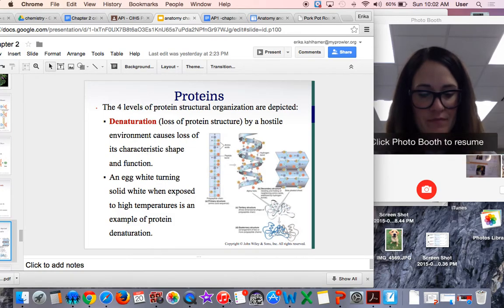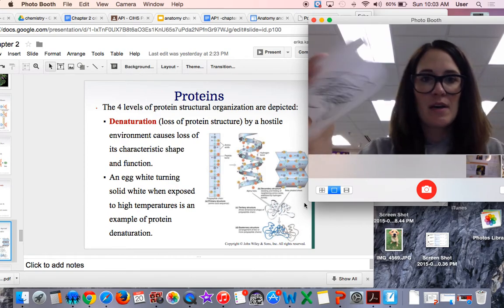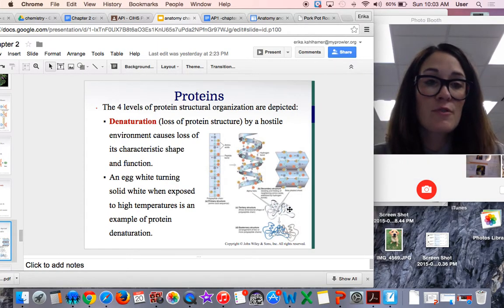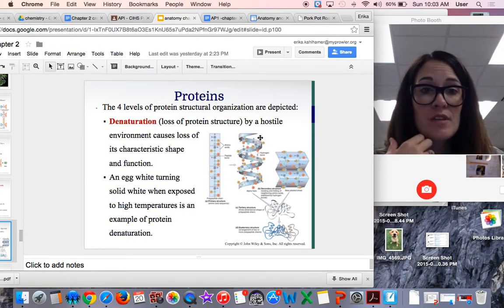Okay, I don't know why that keeps turning off. There you go. That's a beta sheet. And then for tertiary, it gets folded even further. The sides of the strand bond with each other, and this is the quaternary structure.